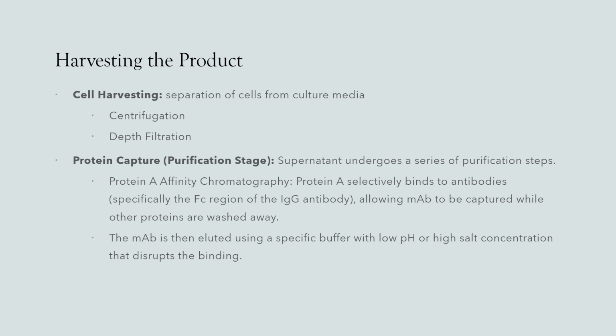So your protein capture is basically using affinity chromatography, and that is exploiting the differences between your component, which is your antibody, and the other components in your media. The Fc region, the constant region of antibodies, selectively binds to protein A, and that can be exploited in affinity chromatography, allowing the antibody to be captured on the protein and all the other unwanted things to be washed away.